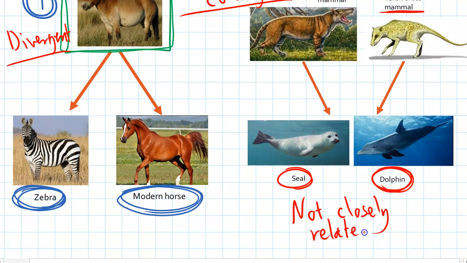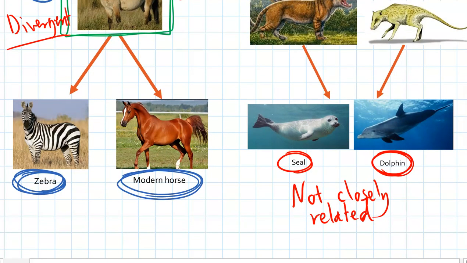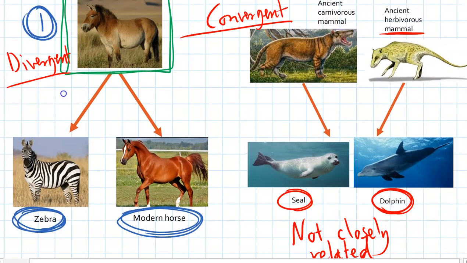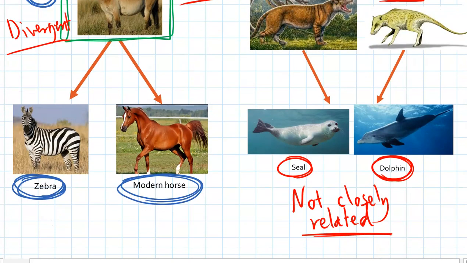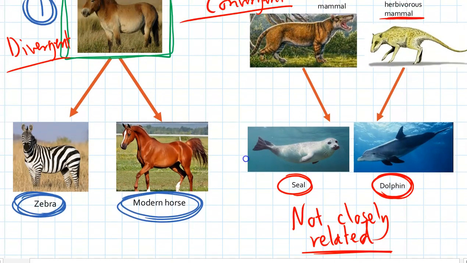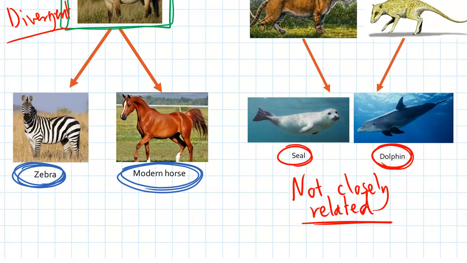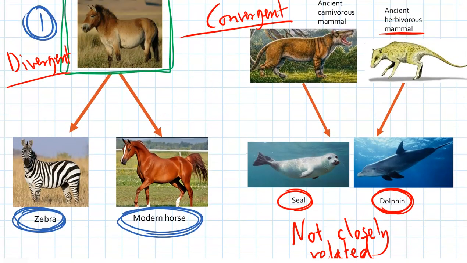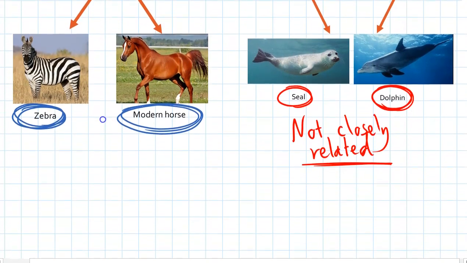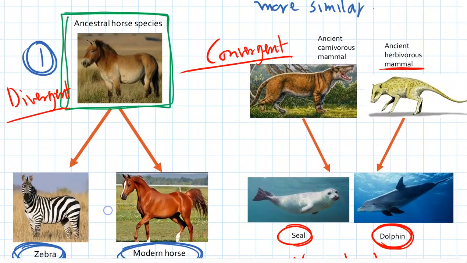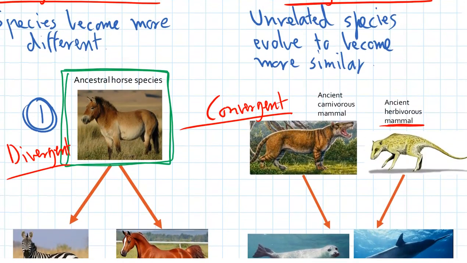So we're always on the lookout for, are two species alike because they are related, because of divergent evolution, or do they just look alike because of convergent evolution? So we always need to be on the lookout and be aware which case of evolution it is. Alright, so that's convergent evolution and divergent evolution.